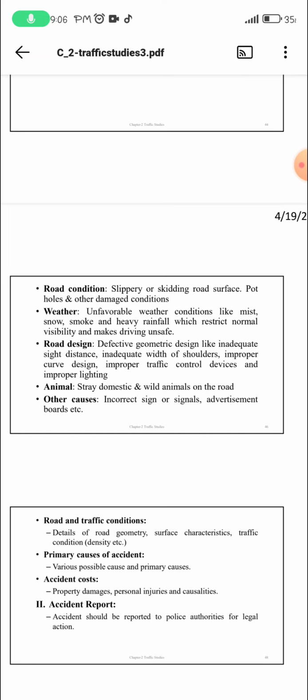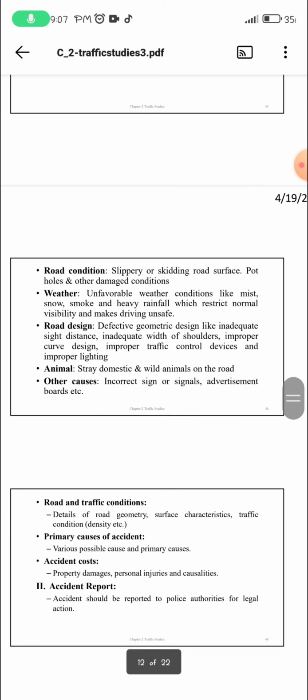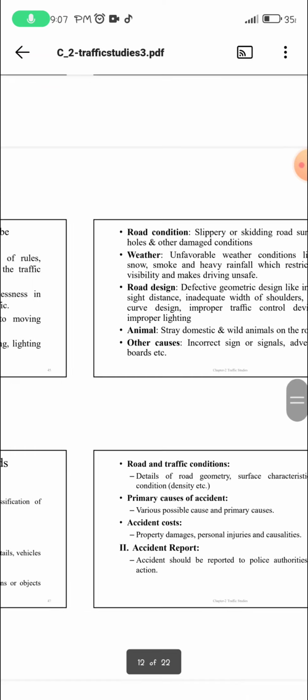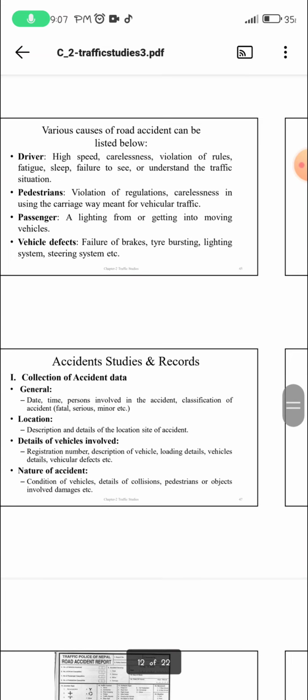Weather: unfavorable weather conditions like mist, snow, smoke, and heavy rainfall, which restrict normal visibility and make driving unsafe. Road design: defective geometric design like inadequate side distance, inadequate width of shoulders, improper curb design, improper traffic control devices, and improper lighting. Animal: stray domestic and wild animals on the road. Other causes: incorrect signs or signals, advertisement boards, etc.